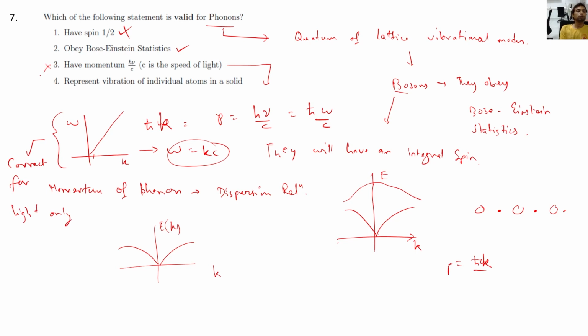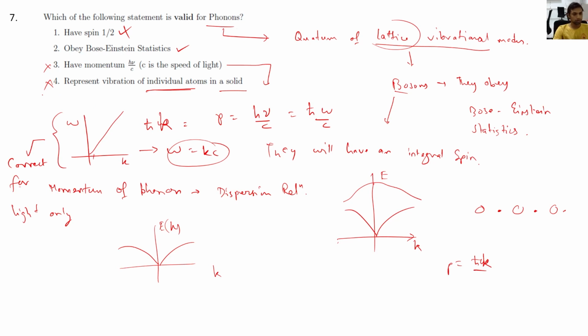Here the last option is saying it represents the vibration of individual atoms in a solid. It doesn't represent the vibration of individual atoms. It is representing the vibrational modes of the lattice. Lattice means it will tell how all the atoms in the lattice are oscillating as a whole. So this statement is wrong. It is not individual.